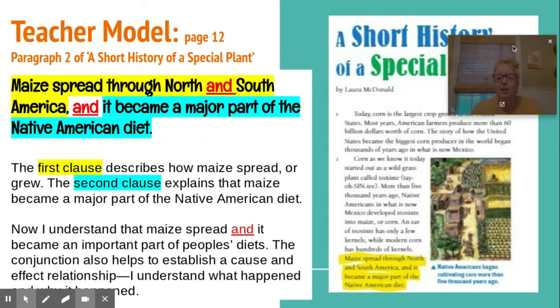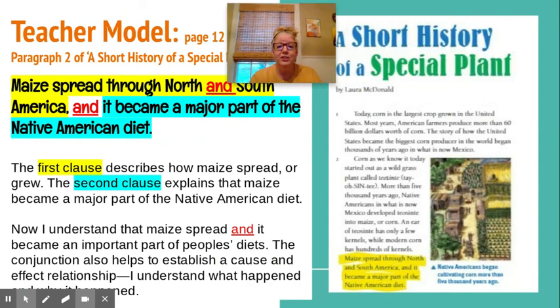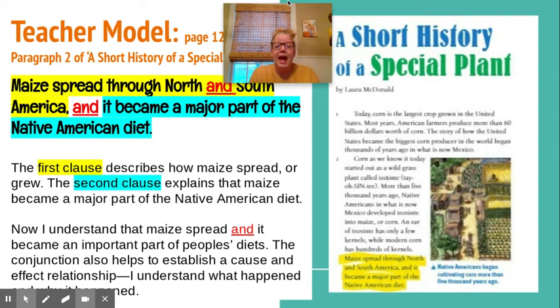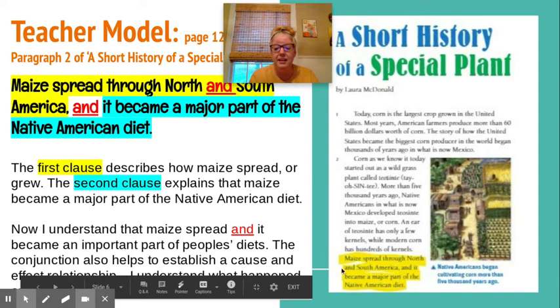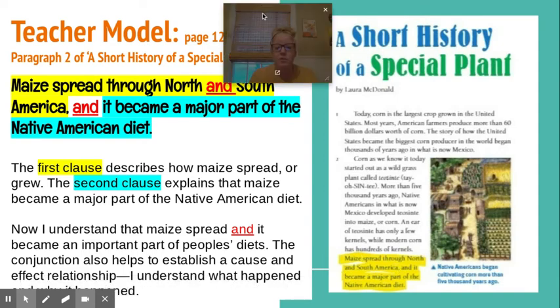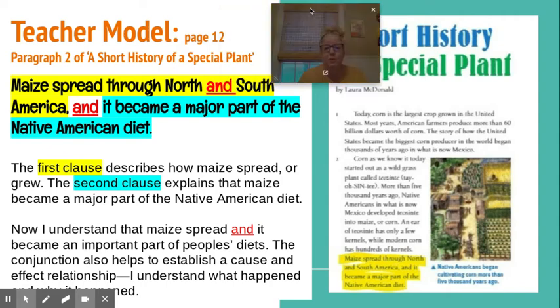So let's take a look at A Short History of a Special Plant, which is found on page 12 of your Unit 1 booklet. We have a sentence here that is highlighted in the text. It is in paragraph 2. So remember, there's a little number next to the paragraph, and I highlighted it here, okay? So look in paragraph 2 on page 12 of A Short History of a Special Plant.